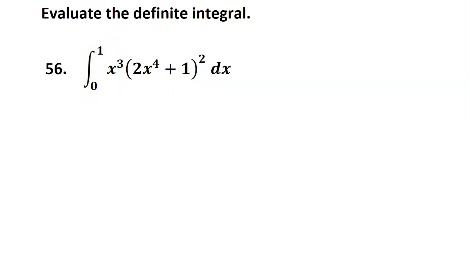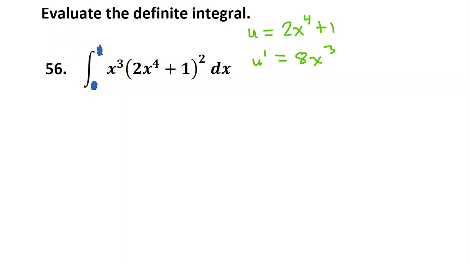If you're going to use this method, it's very important that you do not write down the limits of integration until the end of the problem. So I'm going to go ahead and do my u-substitution. Obviously, we have this expression inside the parentheses. That's probably going to be the u. So let's let u equal 2x to the fourth power plus 1. That means u prime is going to equal 8x to the third power.